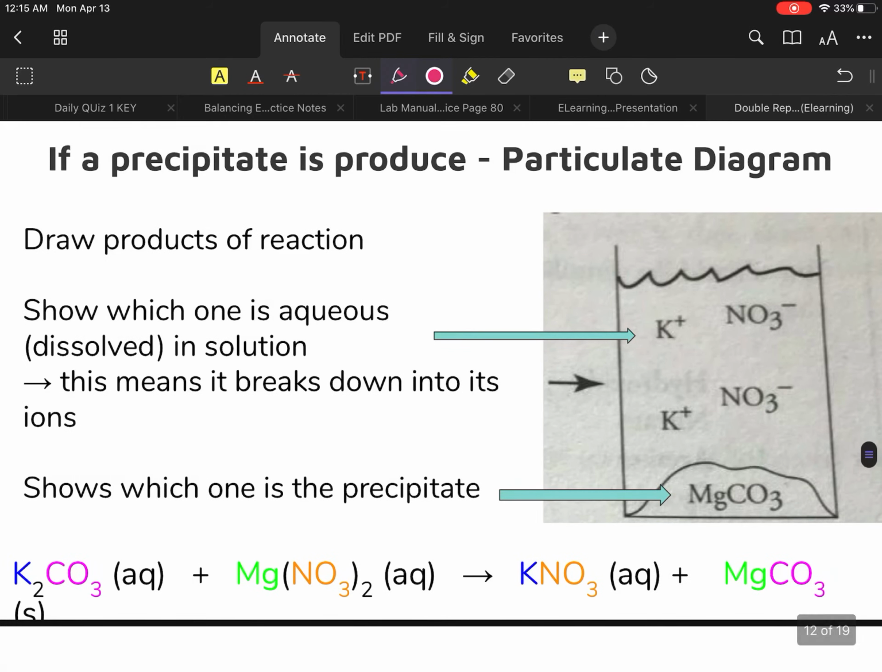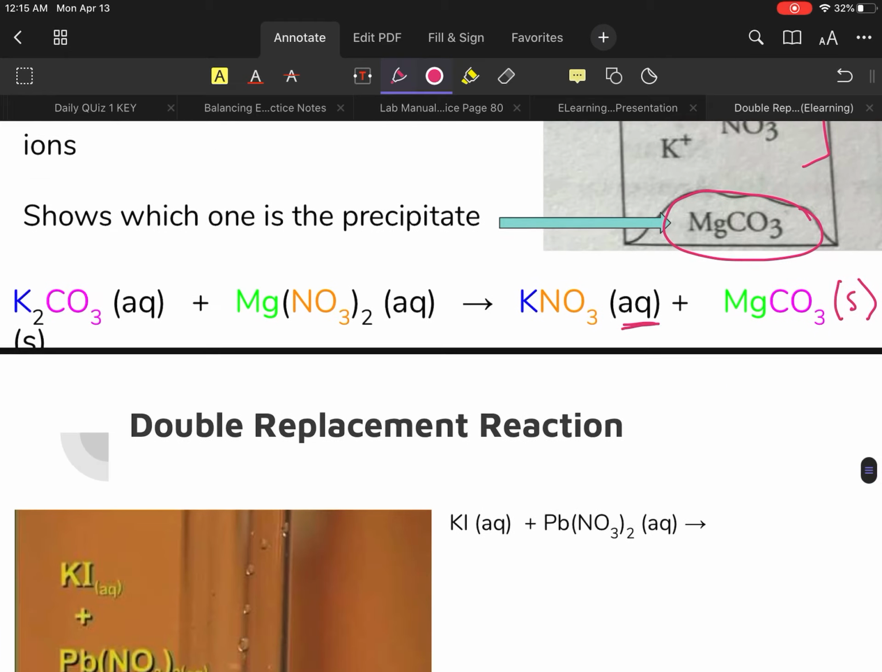Okay, and again, this is the same thing. It's just showing you that down here is where I have my precipitate at the bottom, and then this is my aqueous solution here. So aqueous, and then my solid for my precipitate.